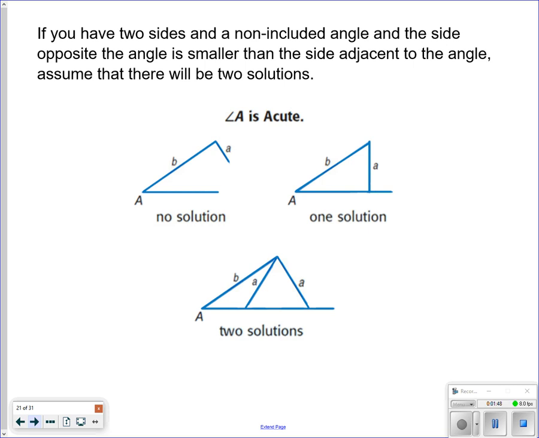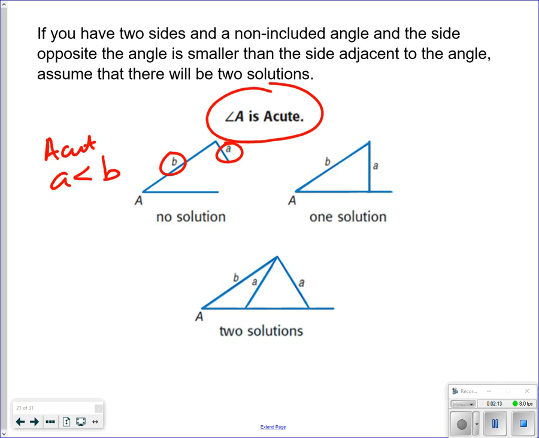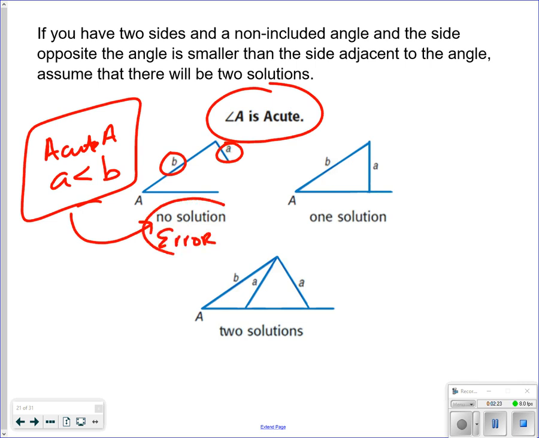This is now in your notes. If you have two sides and a non-included angle, SSA, and the angle is acute and the opposite side is smaller than the side adjacent to the angle, assume that there can be two solutions. So if you have an acute angle A and the side opposite is smaller than the side adjacent, so a is less than b, you could have no solution. Now, how are you going to know if there's no solution? Your calculator is going to give you an error message. That one's going to be given to you. So you start doing the law of sines, and all of a sudden you get an error message. Then you need to look back and say, wait a minute, that's not possible.